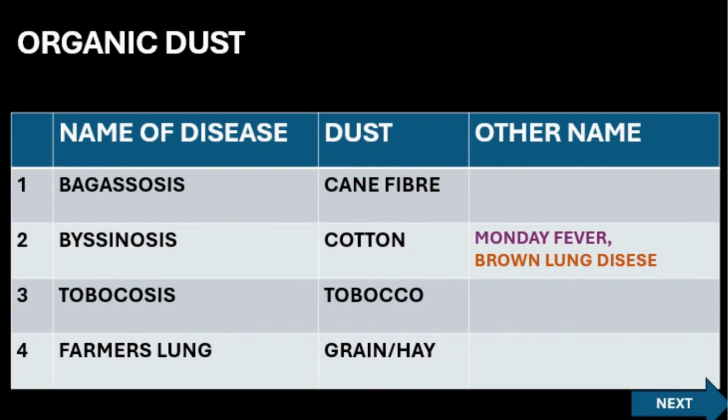Organic dust occupational health diseases like pneumoconiosis are bagasosis, which is due to the cane fiber dust, and byssinosis due to the cotton dust, which is also known as Monday fever and brown lung disease. Then tuberculosis is with the tobacco dust and farmer's lung is with the grain or hay dust.